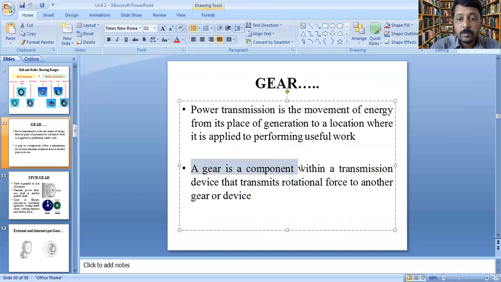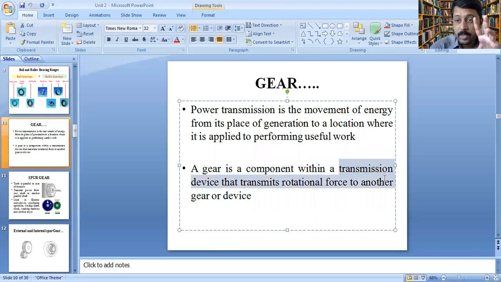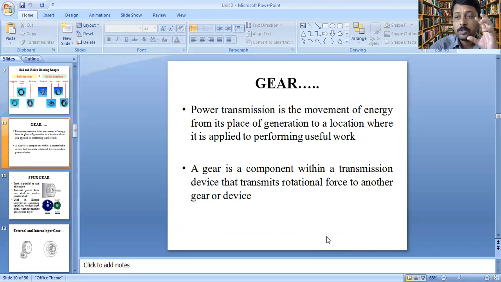Now, a gear is a component within a transmission device that transmits rotational force to another gear or device. So the rotational force has to be given to another location. In that case, we have to use gear. Now, can only gear transmit power or energy? No, gear alone cannot do this. We have to use a transmission device. There will be an assembly of gears and shafts. Then only it is possible. So we have to use this gear in association with other machine elements.